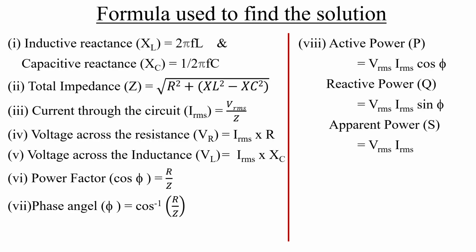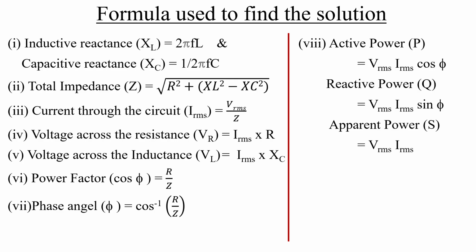So write down the formula used for all the parameters, XL and XC. XL we know is 2 pi fL, XC is nothing but 1 by 2 pi fC. But total impedance is Z equal to root of, because we have two reactances, inductive and capacitive, so it is root of R square plus (XL minus XC) square. But other formulas look alike: voltage across resistance, voltage across inductance, power factor, phase angle, active, reactive and apparent power, final phasor diagram.